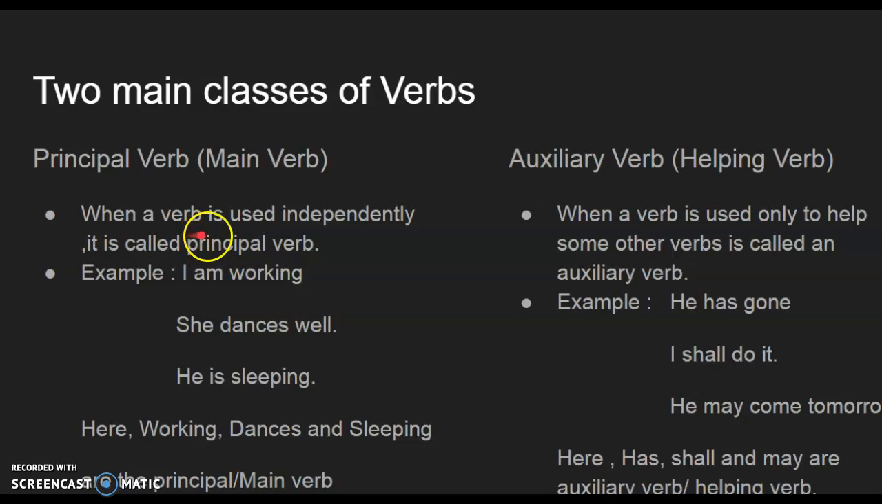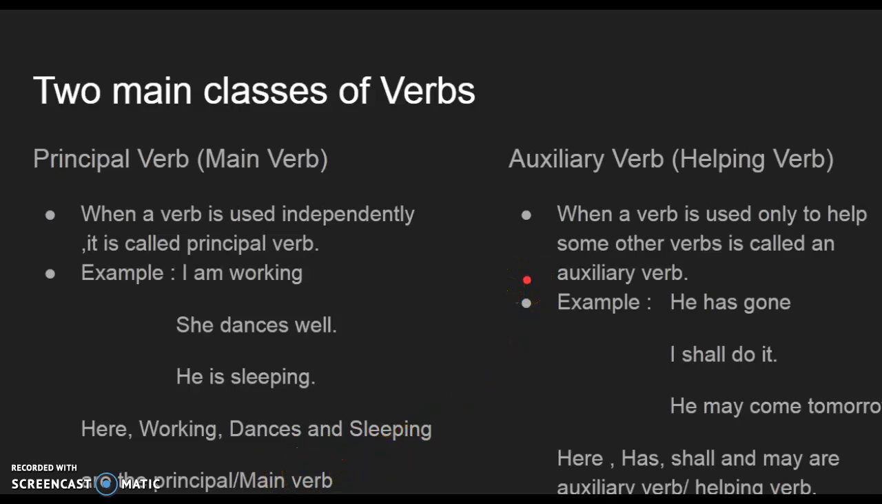When a verb is used independently, it is called principal verb. Example like singing, dancing, writing, swimming, jogging. These are the main verb, the principal verb, and it is used independently. It does not require any helping verb. I am working, she dances well, he is sleeping. So here working, dances, and sleeping are the principal verb.